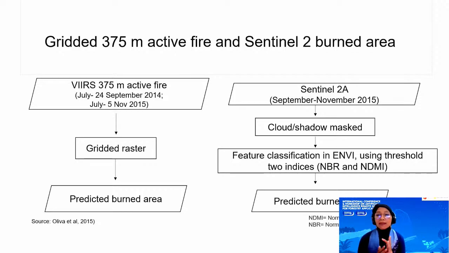We masked the cloud shadow first, and then we drew some polygons to use for initial classification of burn and non-burn classes. We visually interpret these polygons based on our best knowledge. The final burn area map for the whole scene was then classified using only two spectral indices based on our preliminary result, NBR and NDMI. And then we use image segmentation to map the whole scene.